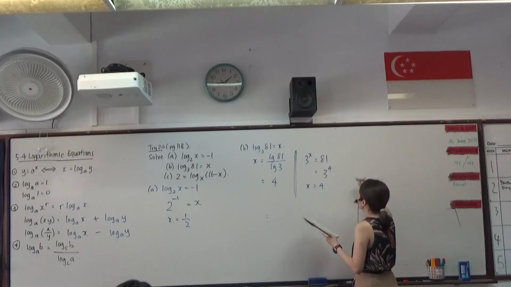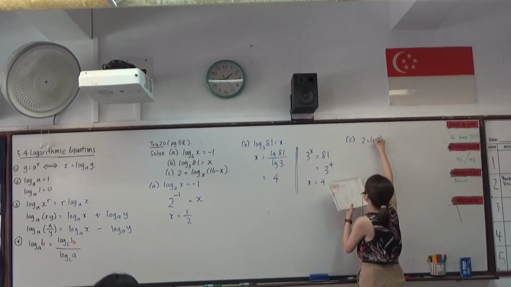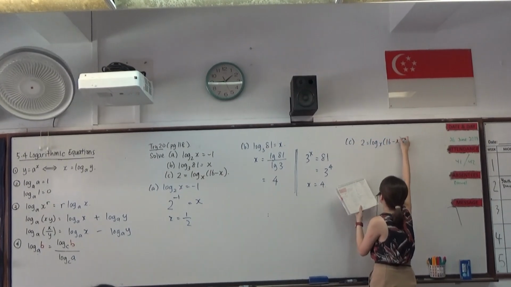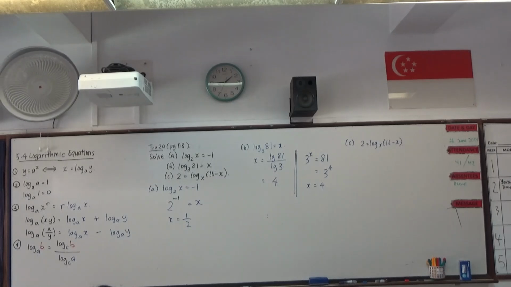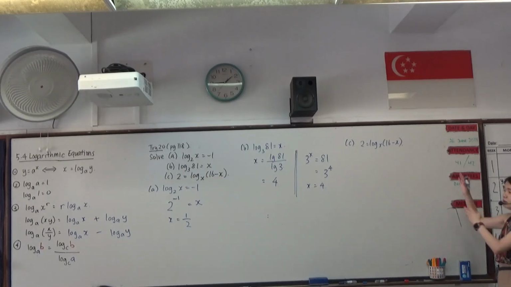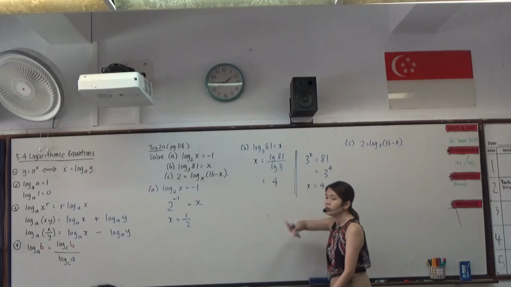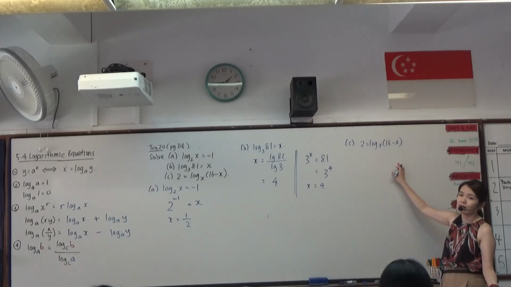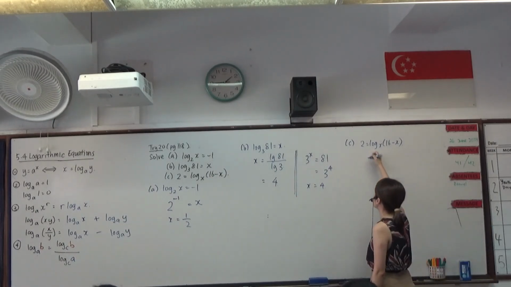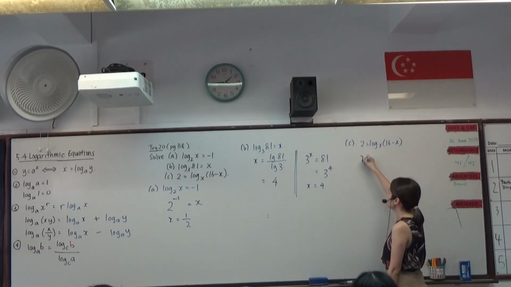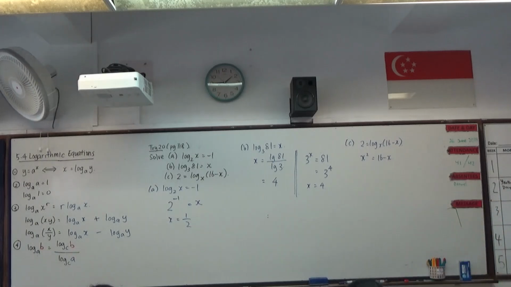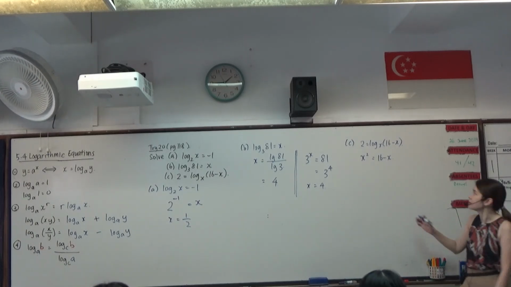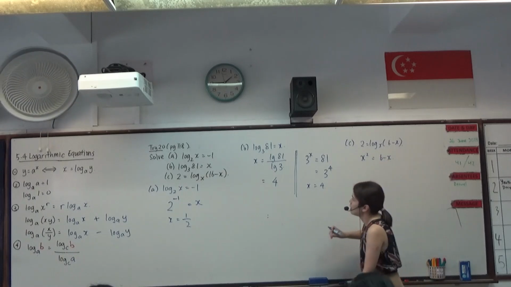Okay, next part C. If we have log of 6 minus x base x equals 2, we want to find out what is the value of x. So, similar to what we have done in part A, we have no choice, because we cannot press calculator for this. We have to change it into index form. Base is x, power is 2, x squared equals 6 minus x. Sorry, I misread, it's 6 not 16. Thank you.